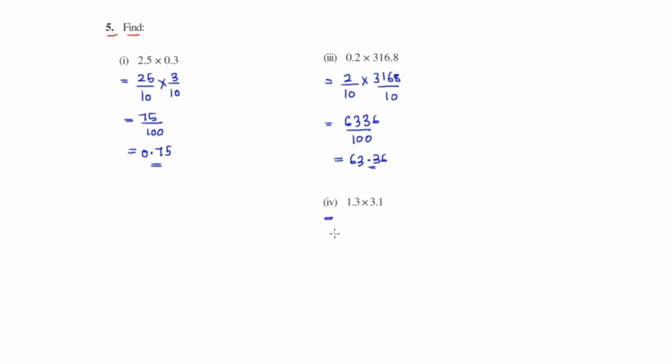In this part we are going to do the same thing. 1.3 can be written as 13 over 10 and 3.1 can be written as 31 over 10. Clear? Now what you need to do is just multiply the numerators and the denominators. While multiplying the numerators, we will get 403, in the denominator we will get 100. Counting the number of zeros and putting the decimal, we will get 4.03 as a result. Understood what to do?